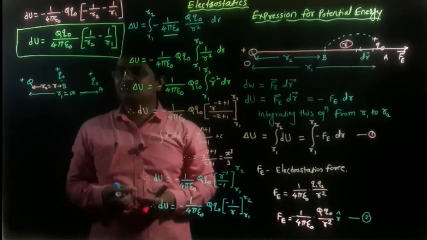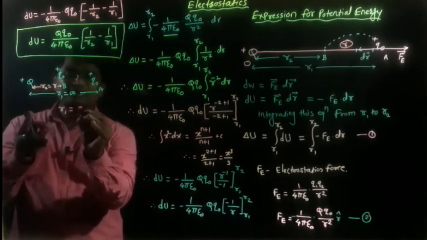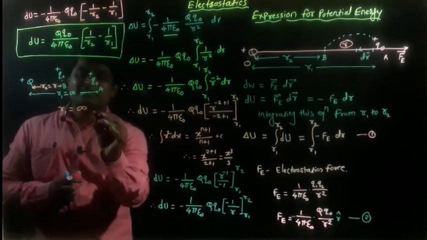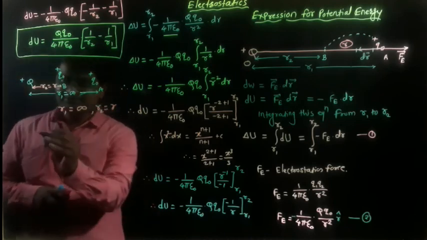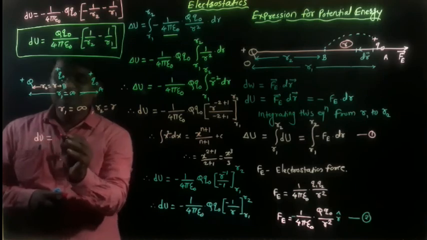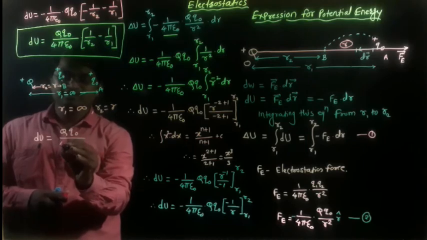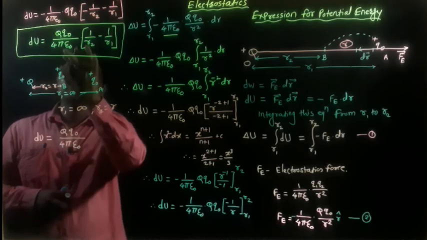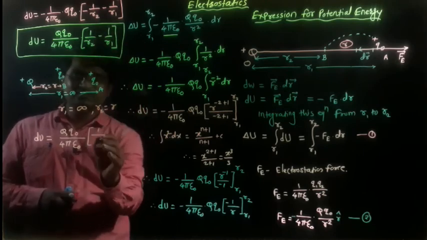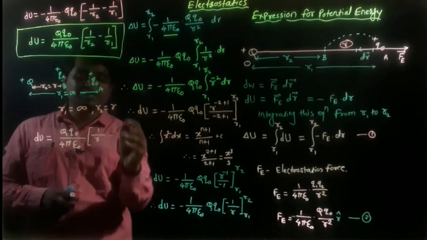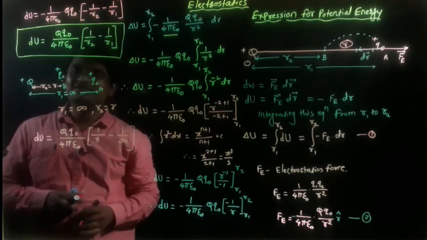So what is the total amount of change in potential energy? According to this it is very clear that r1, the initial distance, is infinite and the final distance is r. So the change in potential energy is equal to q into q naught divided by 4 pi epsilon naught into 1 upon r2, r2 is called r, minus 1 upon r1, and we know that r1 is infinity, and we know that 1 upon infinity is 0.